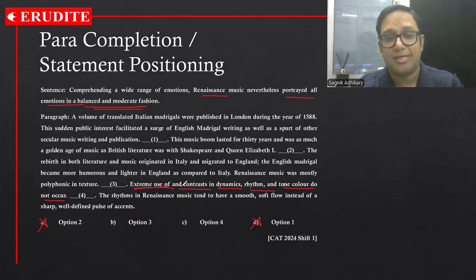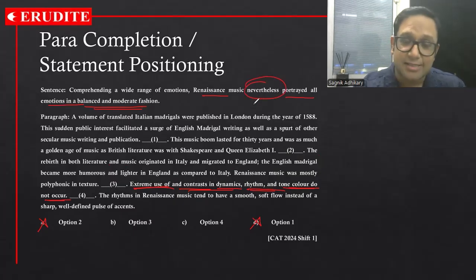That is also present here. Extreme use of contrast in dynamics, rhythm, and tone color do not occur. But if we place this in this blank, the nevertheless makes sense.